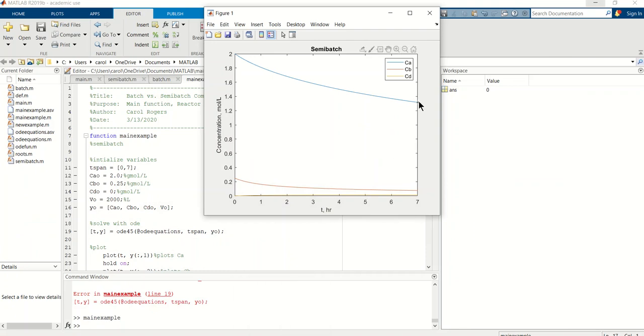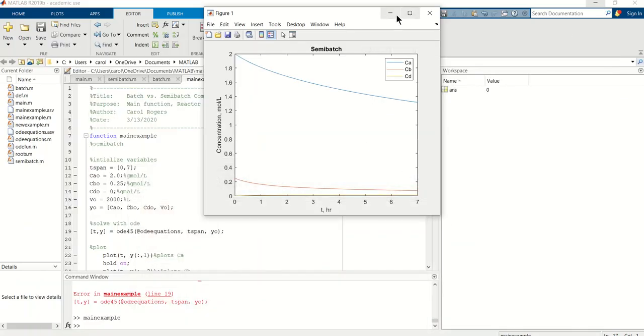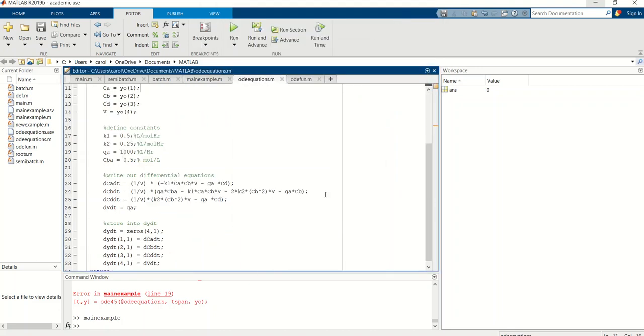And then the ending concentration for this one is 1.4 on our original. It's supposed to be much lower. So that means that probably something we wrote in our differential equations was incorrect. So we'll look back at our differential equations and make sure those are correct. Negative K1 CA CB V, negative CA times QA. And that is where we went wrong, because this is supposed to be CA times QA.